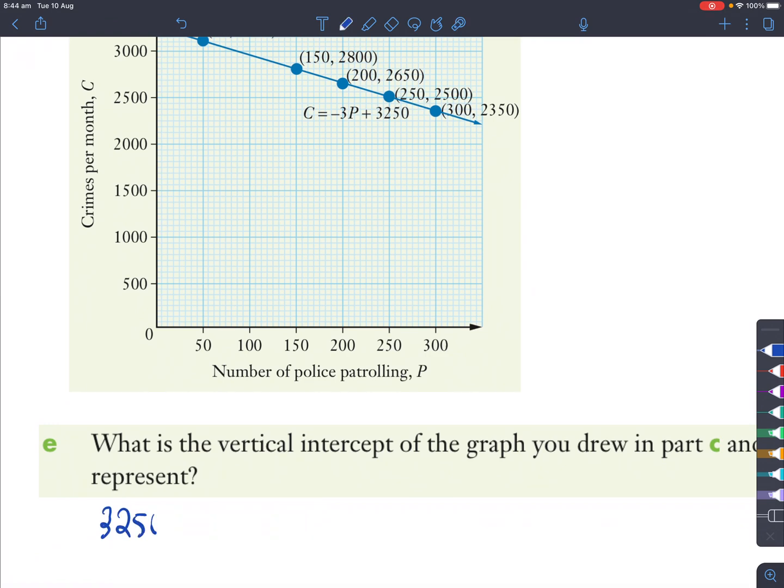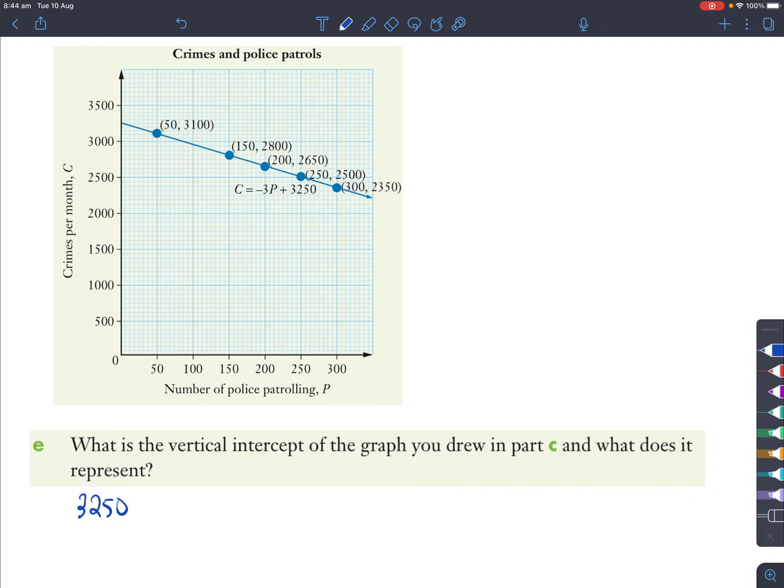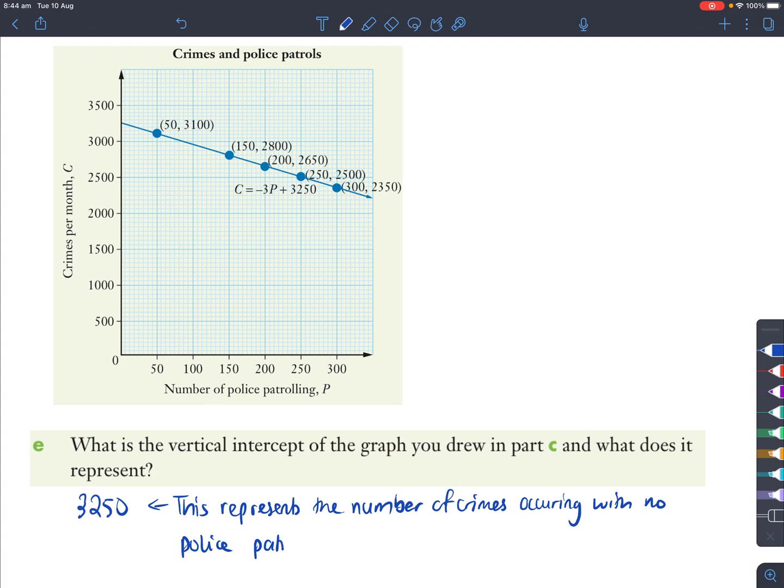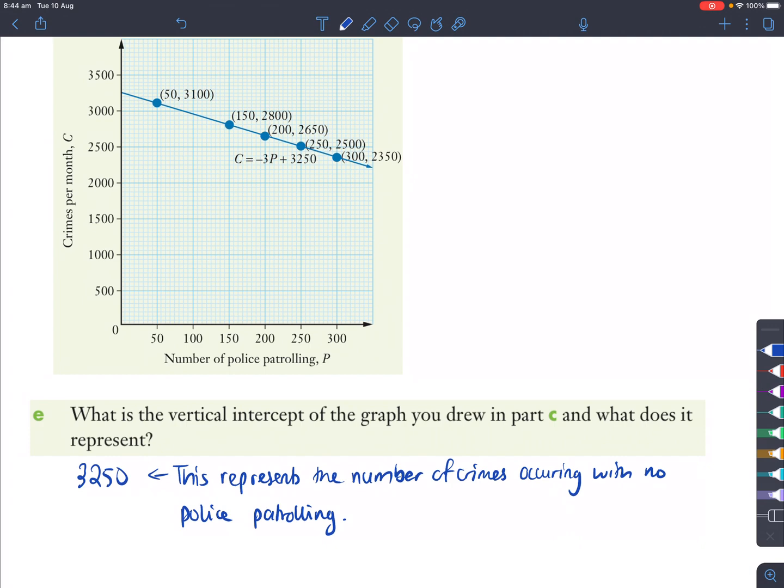So what does this represent? This represents the number of crimes at the very beginning, when zero police were patrolling. So this represents the number of crimes occurring with no police patrolling. There we go. All right, moving on.